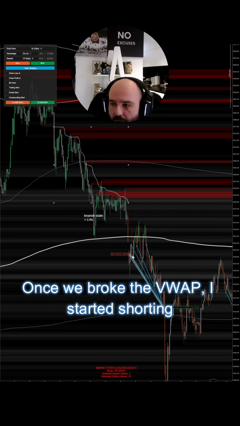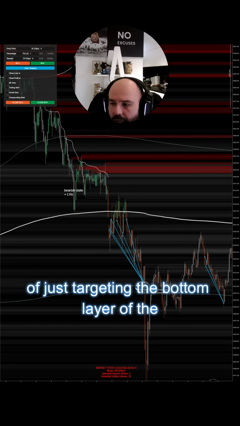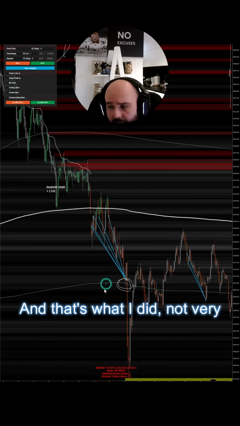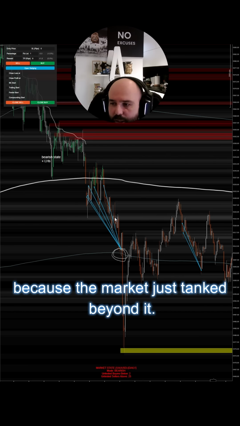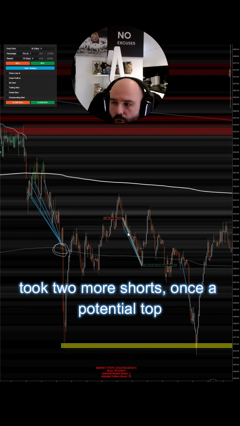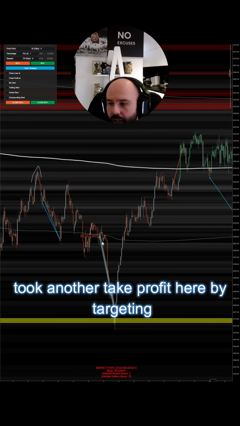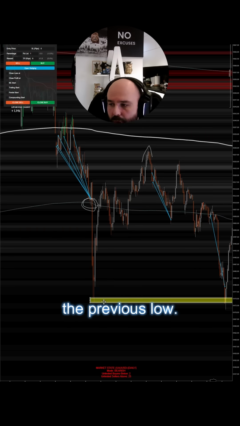Once we broke the VWAP, I started shorting with an idea of just targeting the bottom layer of the VWAP deviation. That's what I did, not very successfully, because the market just tanked beyond it. Didn't rush though. I waited. Price came back, still in a bearish state, took 2 more shorts once a potential top started forming here. Then beyond that, took a stop loss here, took another take profit here by targeting the previous low.